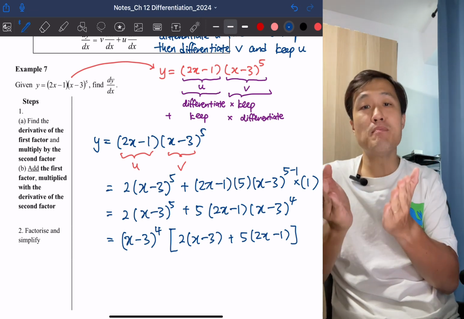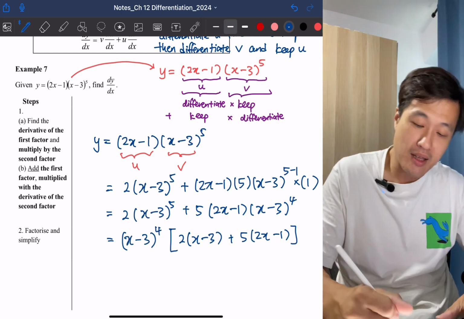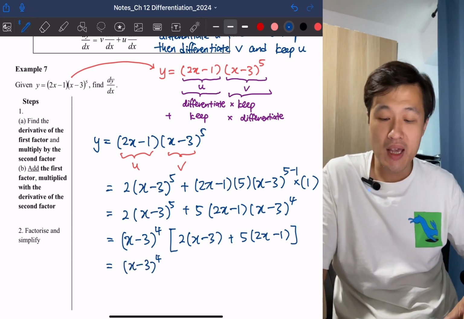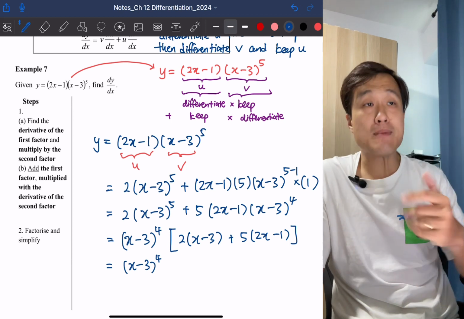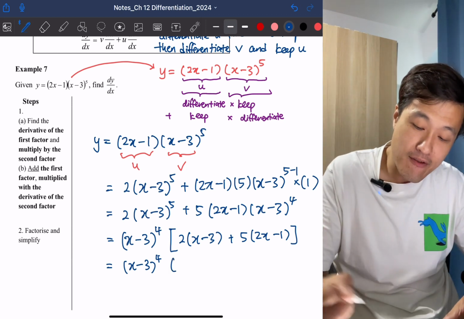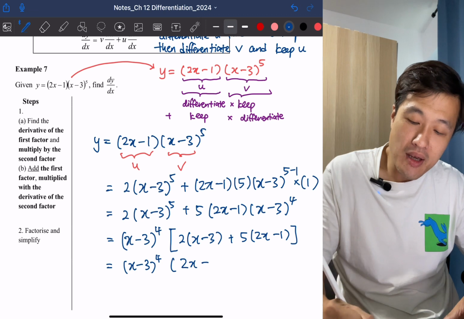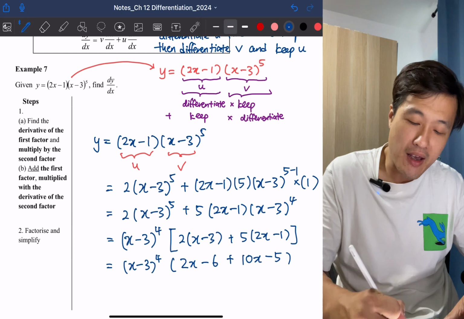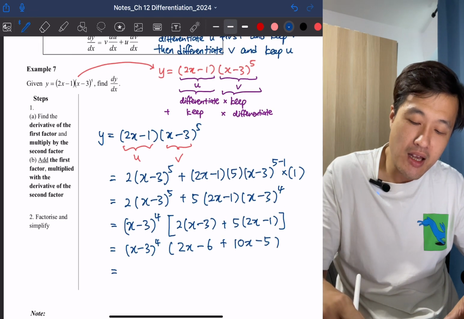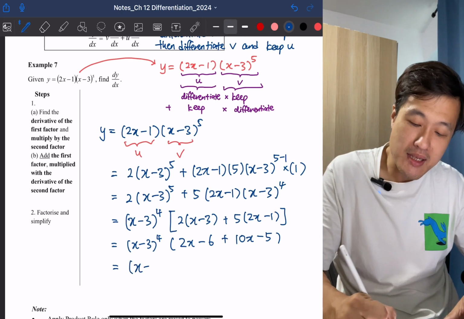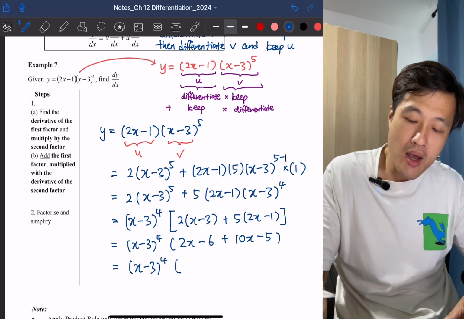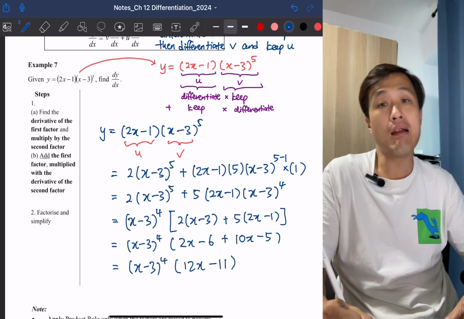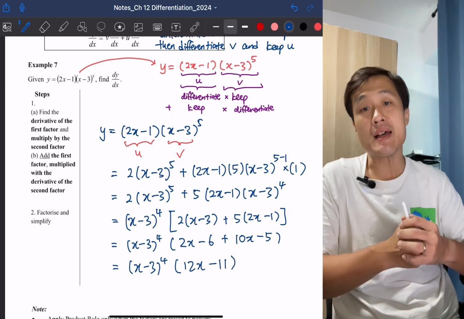Next we simplify the second bracket. We write (x minus 3) to the power of 4 again, and then by expanding the second bracket, we have 2x minus 6 plus 10x minus 5. Then finally, we have (x minus 3) to the power of 4 times (12x minus 11). Okay, so that concludes example 7.